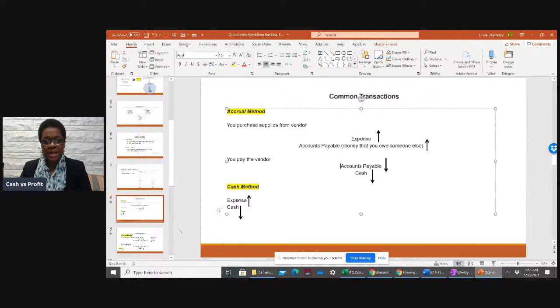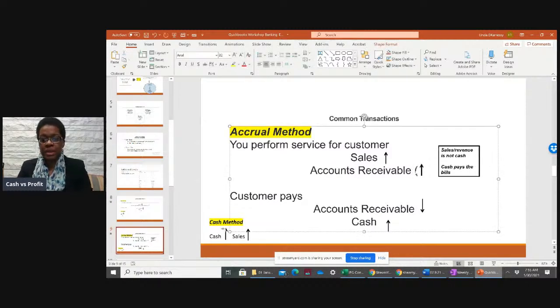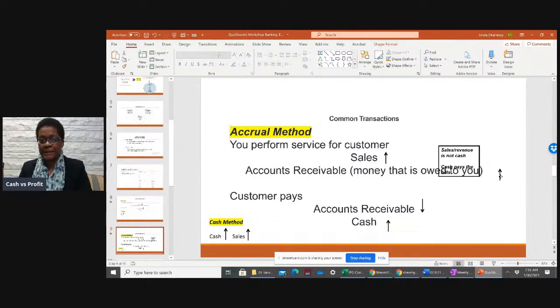Accrual method versus cash. So say, for instance, you make a sale. You perform a service for a customer. You're going to go into your accounting system, create an invoice. When you create that invoice, it's going to increase sales or revenue. Accounts receivable is going to be increased. So remember, accounts receivable is money that is owed to you. So someone owes you that money.